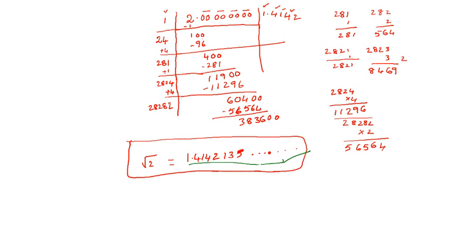So such type of numbers are called irrational numbers. Such type of numbers are called irrational. Already we know rational. These are the opposite to rational. Those are called irrational.